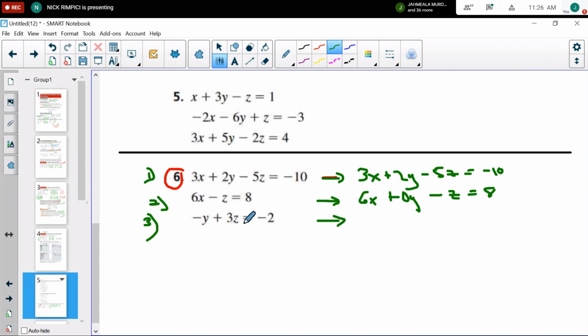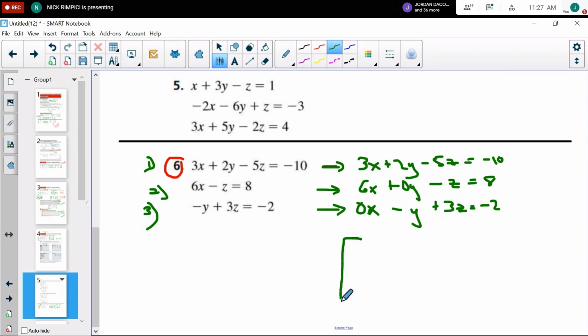And again, I believe the last equation is not in standard form either. What should I do for the last statement? What's wrong with it? 0x needs to go there. So I have 0x minus y plus 3z equals -2. Now it's in standard form, and now we're just going to write the augmented matrix.